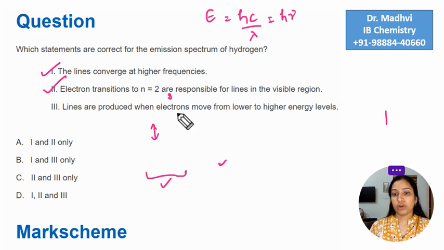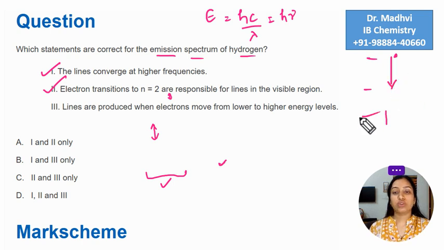Last is lines are produced when electrons move from lower to higher energy levels. So we are talking about the emission spectrum of hydrogen. So that's why in the emission spectrum electrons are coming from higher energy level to the lower energy level, right? So when they are coming from higher energy level to lower energy level, they emit the photons. So that's why in the emission spectrum electrons are moving from higher to the lower energy levels. But in the statement here, lower to higher energy level means this statement is wrong.